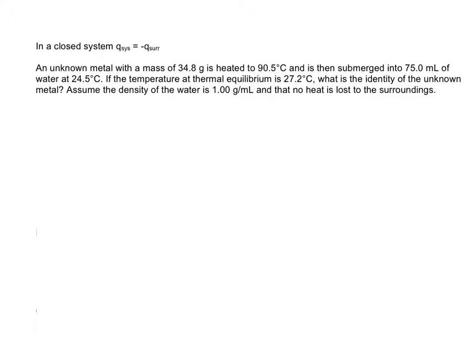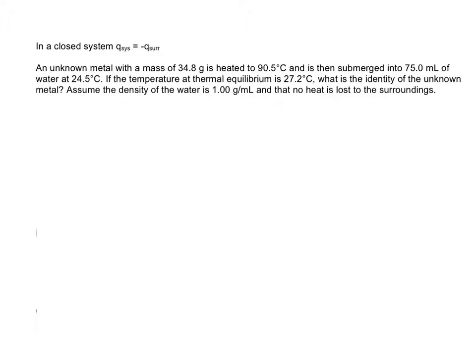So here we have an unknown metal with a mass of 34.8 grams that's heated to 90.5 degrees Celsius. At that point, it's submerged into 75 mL of water at 24.5 degrees Celsius. If the temperature at thermal equilibrium is 27.2 degrees Celsius, what is the identity of the unknown metal? Assume that the density of the water is 1 gram per mL and that no heat is lost to the surroundings. Okay, so first let's set up Q for the system.